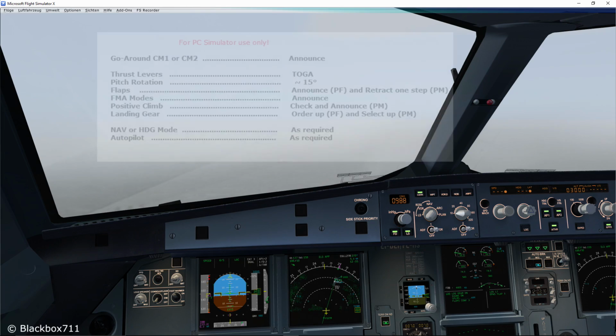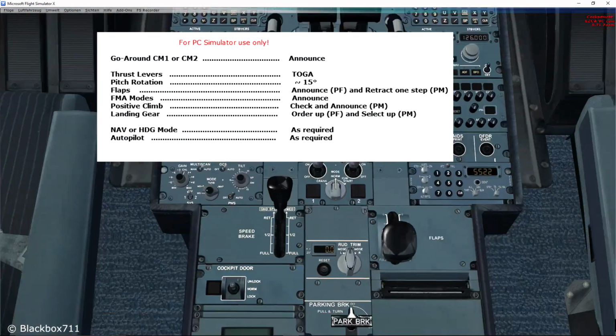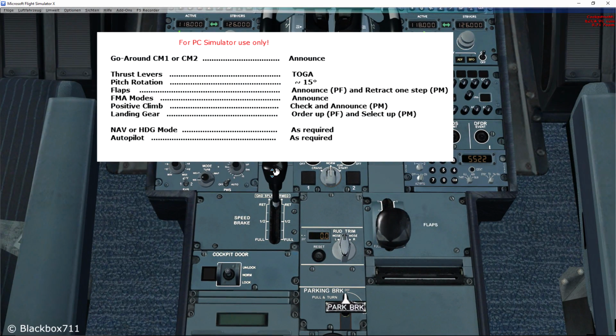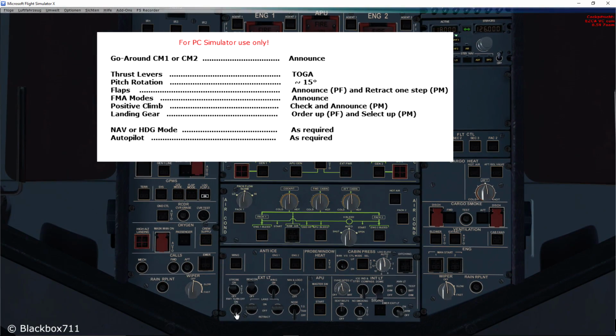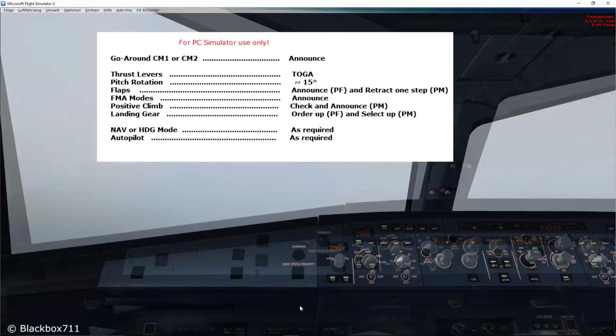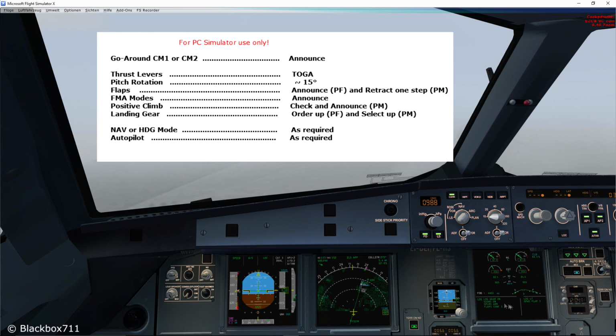Now, since a go-around is much more likely in these conditions, it's a good idea to review the go-around procedure. So once either pilot calls out go-around, the pilot flying moves the thrust levers full forward to the TOGA notch. If he's flying manually, he'll pull back the stick and rotate the aircraft into a pitch of about plus 15 degrees. At the same time, he'll call out flaps, and the pilot monitoring will retract the flaps by one step.